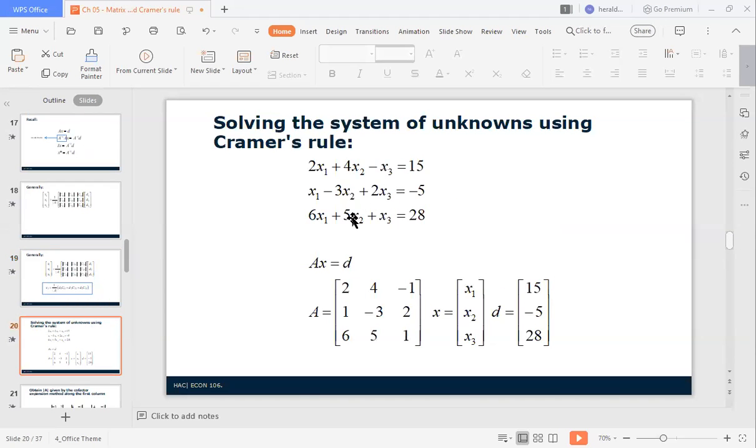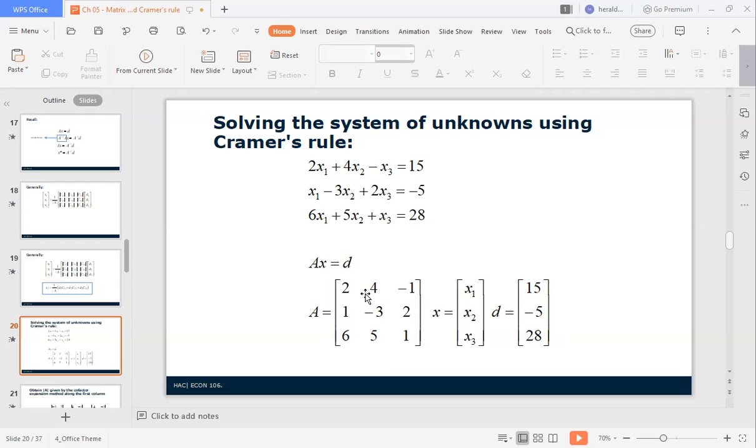So let's start with this one, class. Suppose that you're given this system of linear equations here, and you already know that we can solve the values for x1, x2, and x3 by using elimination or substitution methods. However, because you already have knowledge of matrix algebra, you can just do Cramer's rule to find the values for x sub 1, x sub 2, and x sub 3. In this case, class, what we will do first as an approach to this analysis is transform these linear equations to matrix form. When I say matrix form, that is rewriting it in a compact way, Ax is equal to d. Here, A would be our set of coefficients. So that's 2, 4, negative 1, 1, negative 3, 2, 6, 5, and 1.